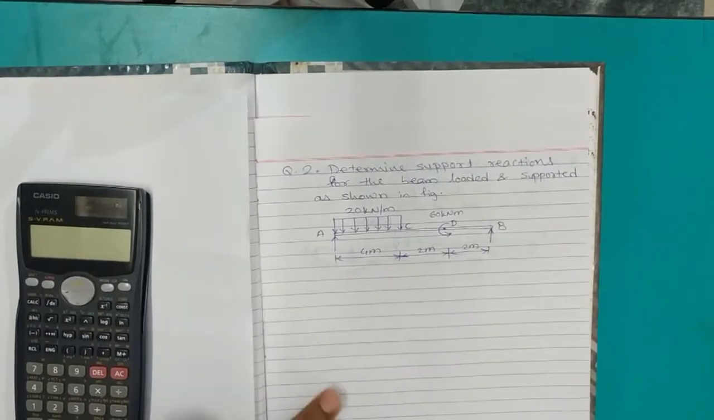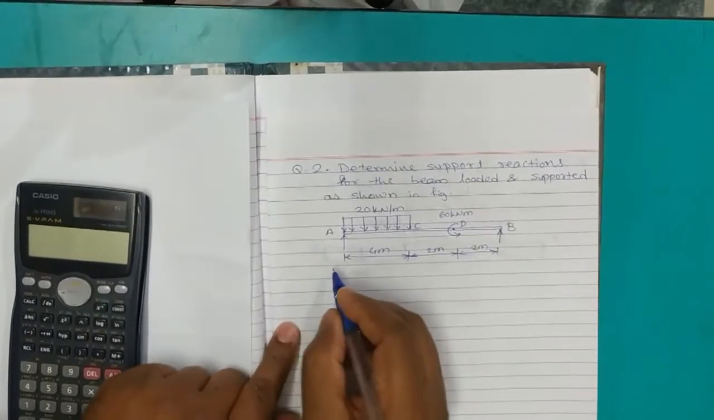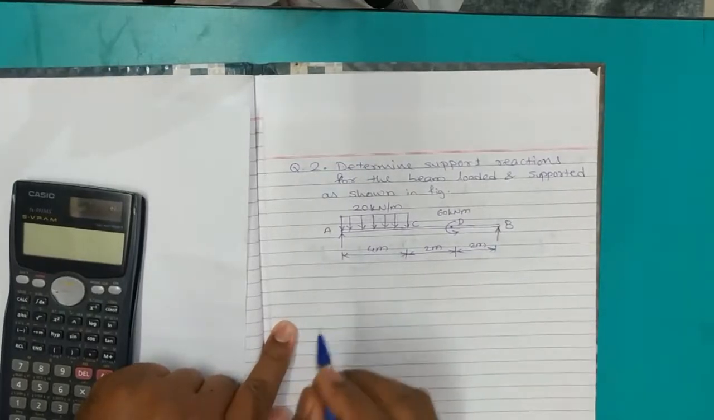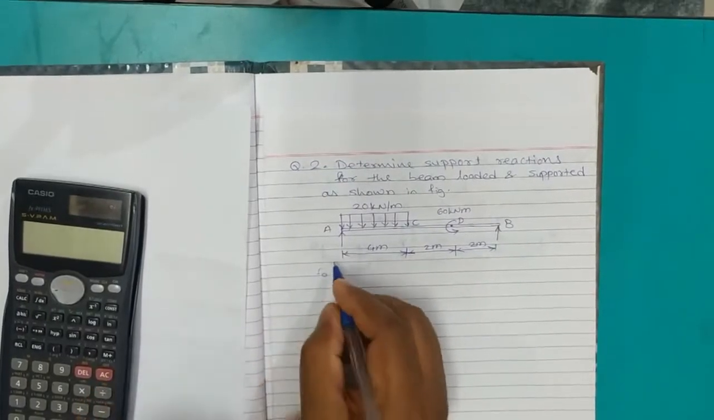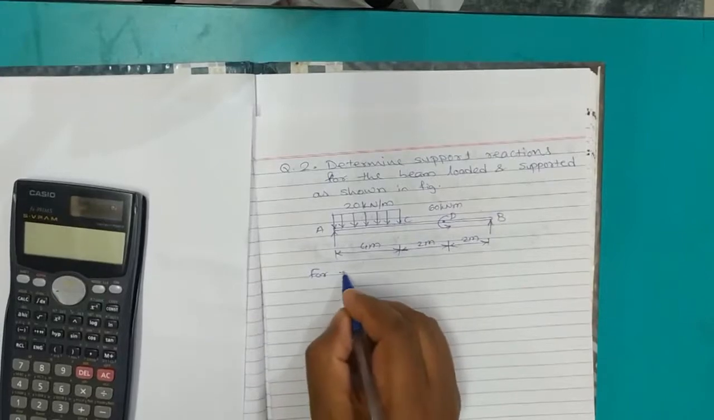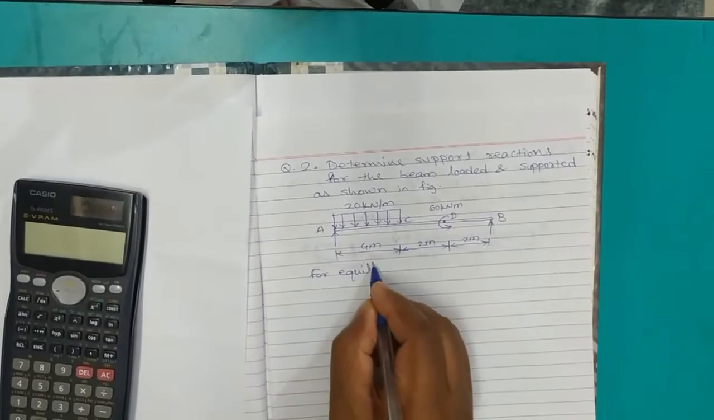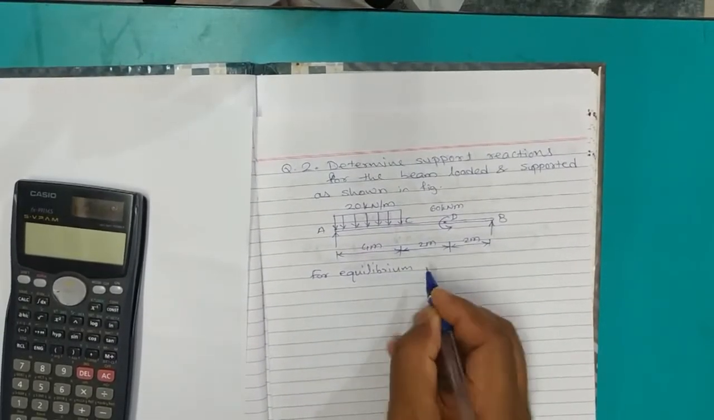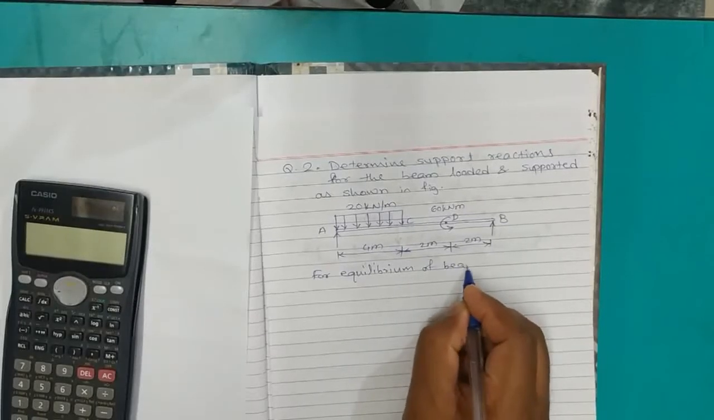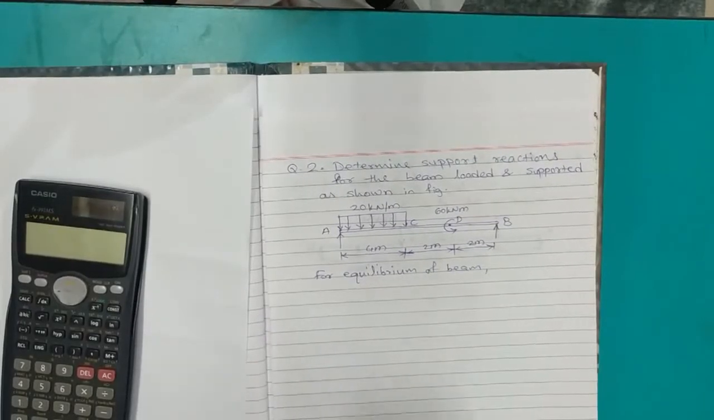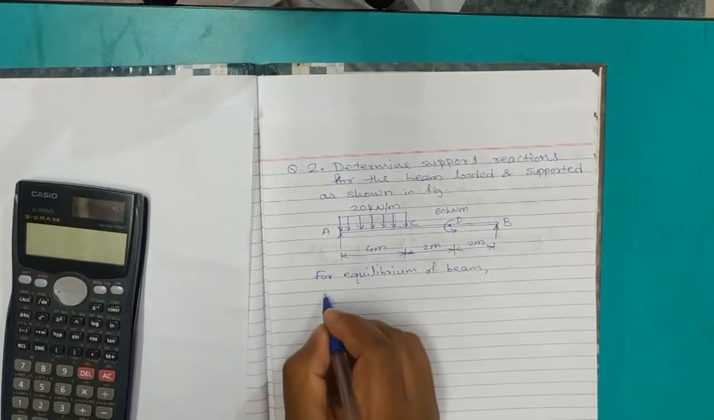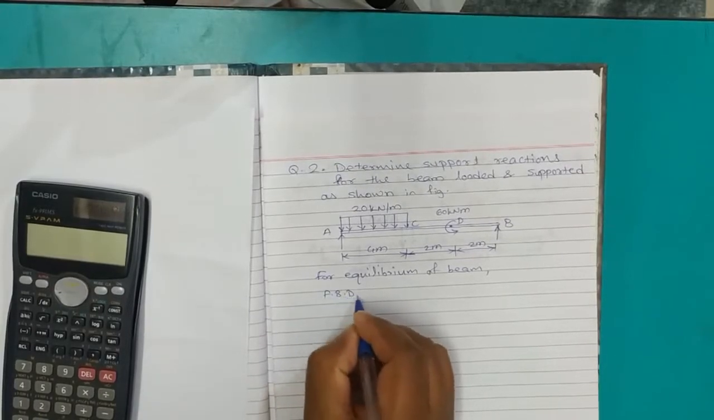Let's begin with this. We know the beam has to be in equilibrium. So first we should mention it. For equilibrium of beam, we are going to solve further. Let's draw the FBD of the beam.